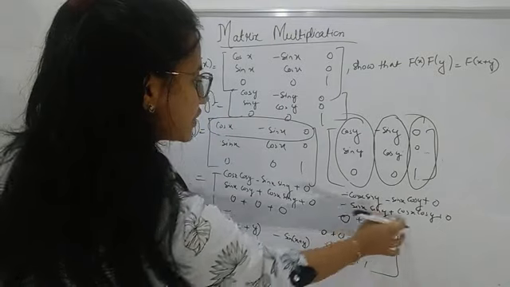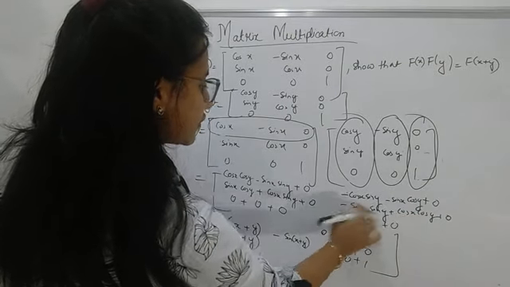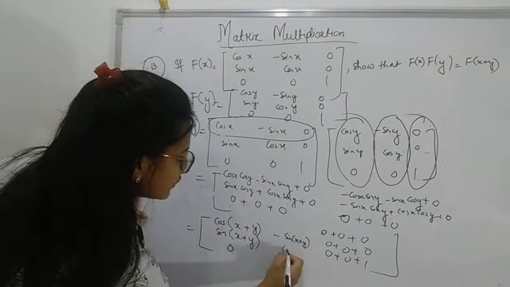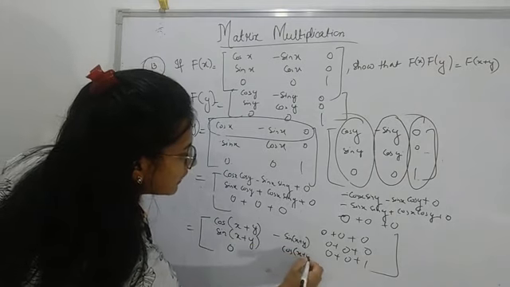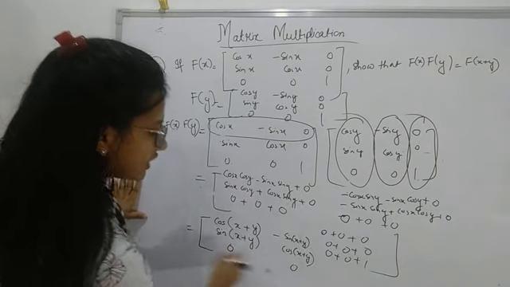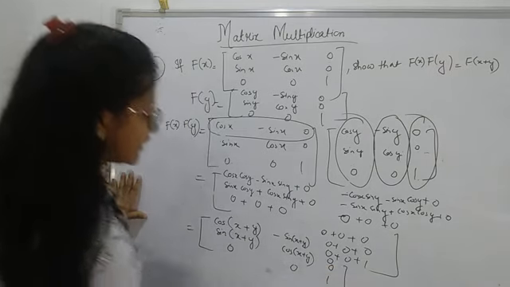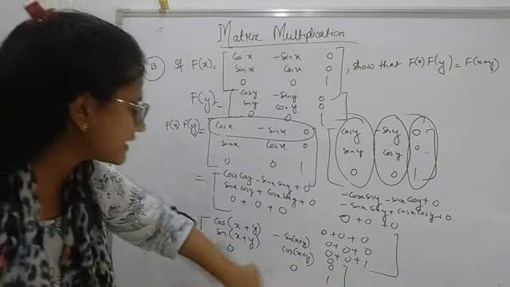Here also cos x cos y minus sin x sin y. So what will be the value? Cos of x plus y, and third will be 0. And what is this term? 0, 0 and 1. So now compare this matrix.